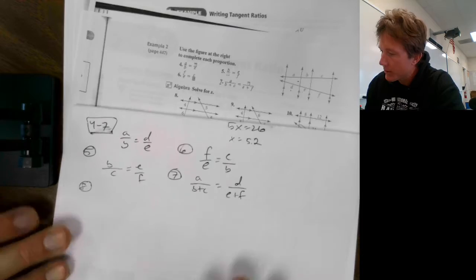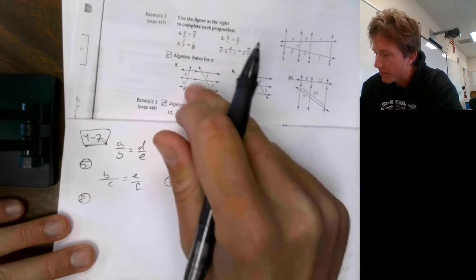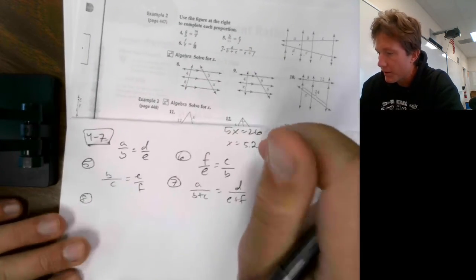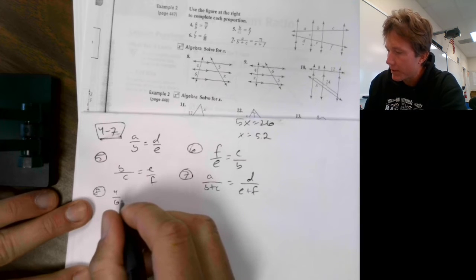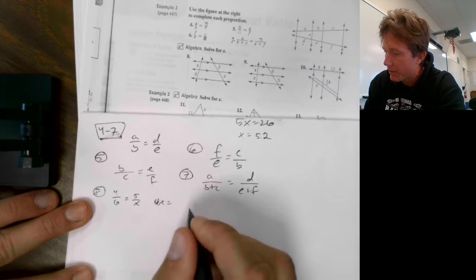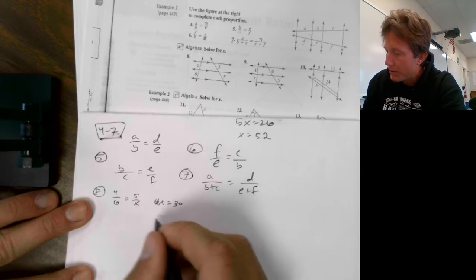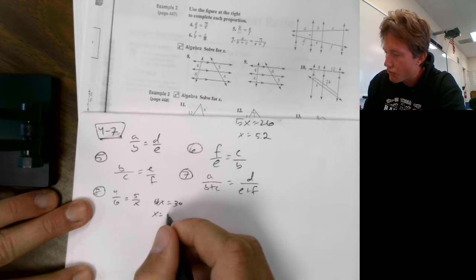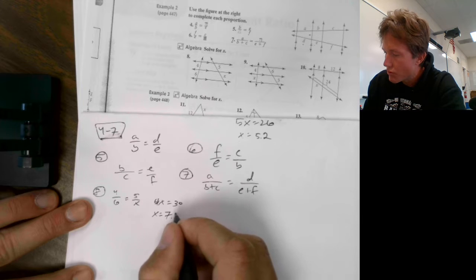Algebra, solve for x. So they give us some lines here. We'll use the side-splitter theorem again. 4 over 6 is the same as 5 over x. Cross multiply. 4x equals 30. X equals 7.5.